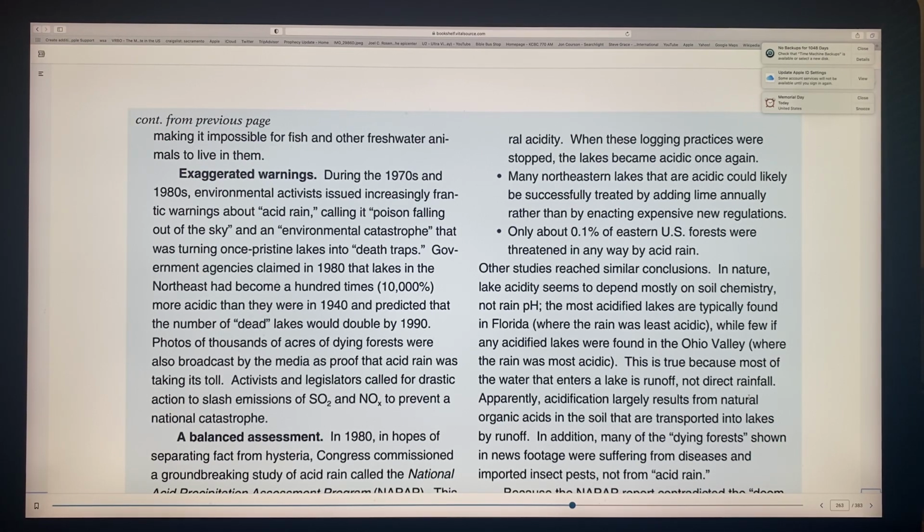In fact, it said here, as you read on, it said the most acidified lakes were in Florida, where the rain was least acidic, while few if any acidified lakes were found in the Ohio Valley. So now it's like, okay, Florida had the most acidic, but the areas of Florida were not areas where there was a lot of air pollution. So what was causing this? It was not acid rain at all. It was actually what was going on in the land.